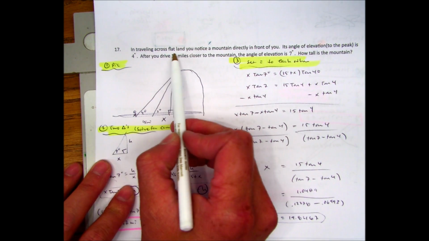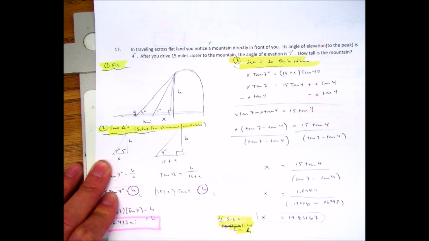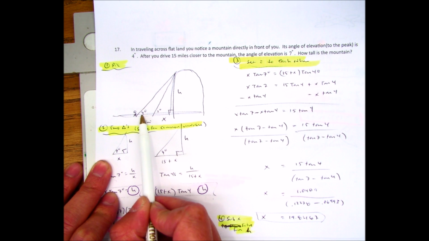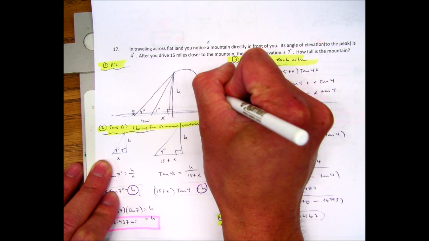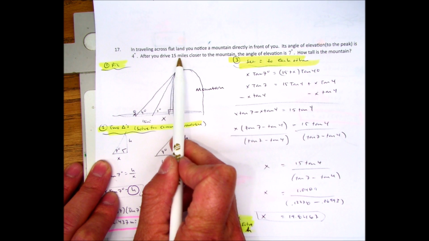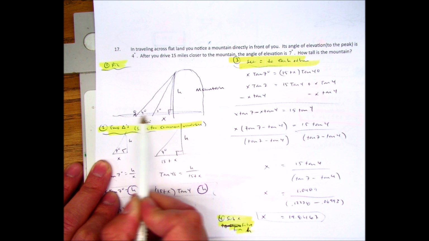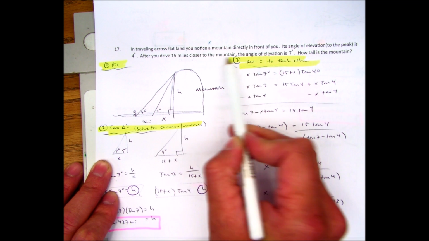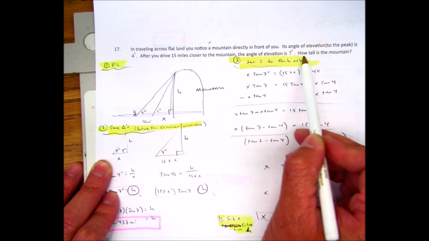Traveling across flat land, you notice a mountain directly in front of you. It's an angle of elevation to the peak. So there's the 4 degrees. This is the mountain of success. After you drive 15 miles closer, so that's 15, the angle of elevation is now 7 degrees, right? How tall is the mountain?